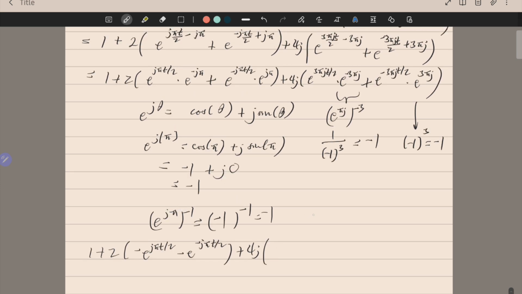So minus e to the power of 3πjt over 2 minus e to the power of -3πjt over 2. So this is our y of t. Sorry, that's not y of t. This is x of t. We're just getting started.